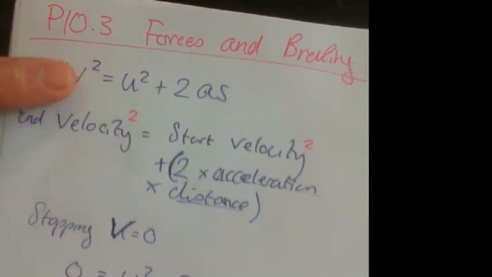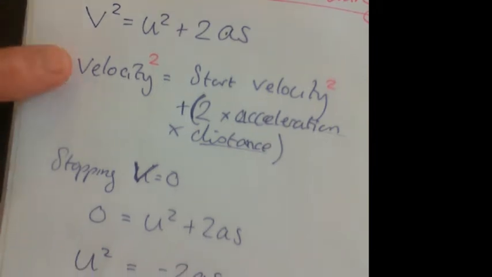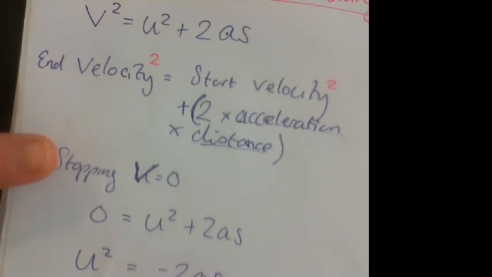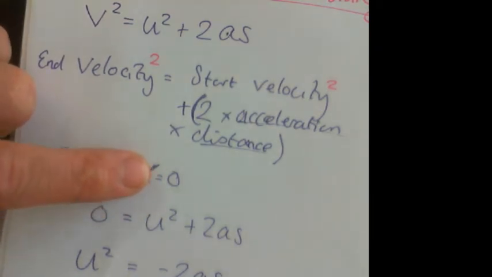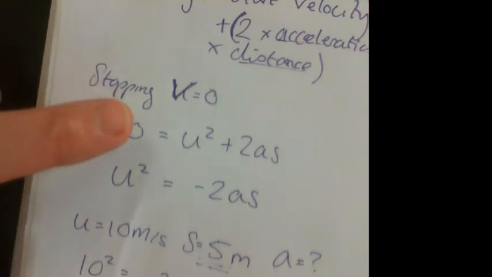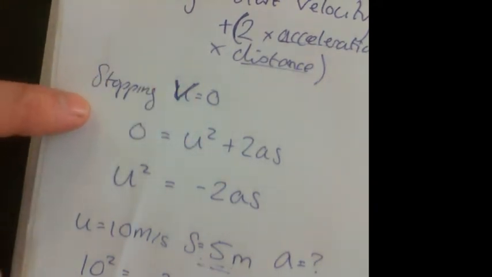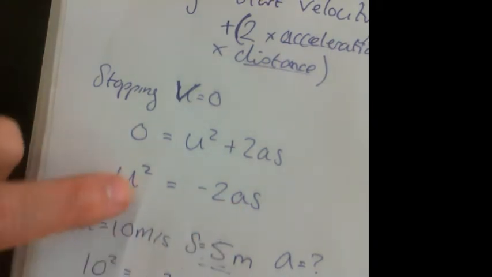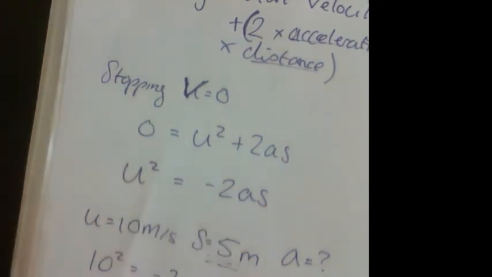So, the equation that you're given in the data booklet: v squared equals u squared plus 2as. And we said that v squared is end velocity squared and u squared is start velocity squared. And we said that if you're stopping, then v is always 0, because end velocity would be 0. So we can say that 0 equals u squared plus 2as. Just take the 2as to the other side, so we get u squared equals minus 2as. And that minus just means the acceleration is negative.